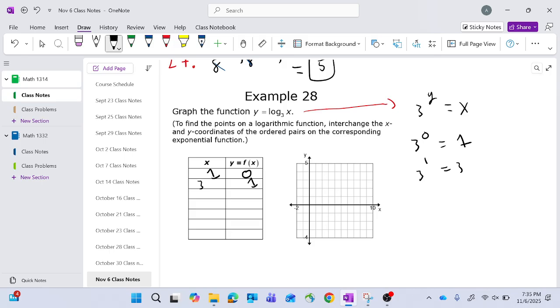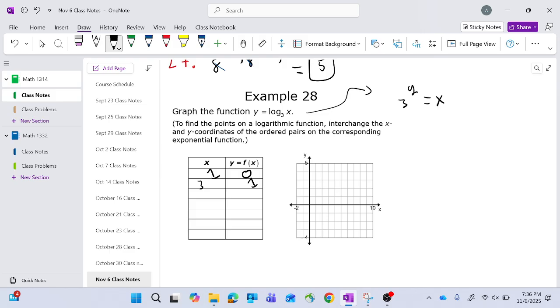Do it again? Okay. So what I do, graphing a log is kind of weird. They have these weird rules to follow, and I think it's a lot of memorization. I don't like it. So what I do is I change this to an exponent. The base of the log is the base of the exponent, and you switch x and y. So 3 to the y equals x.